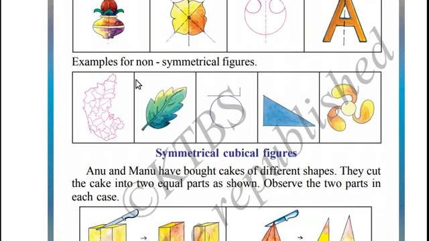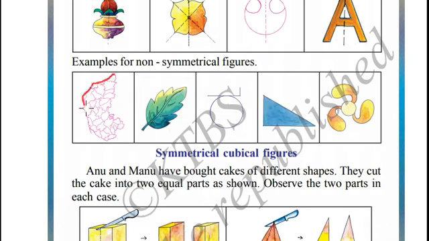Some of the examples of non-symmetrical figures. This triangle is one of the examples of a non-symmetrical figure. We cannot find an axis of symmetry for this triangle. If we draw here and if we fold this triangle, it might look like this. This is not a symmetrical figure.